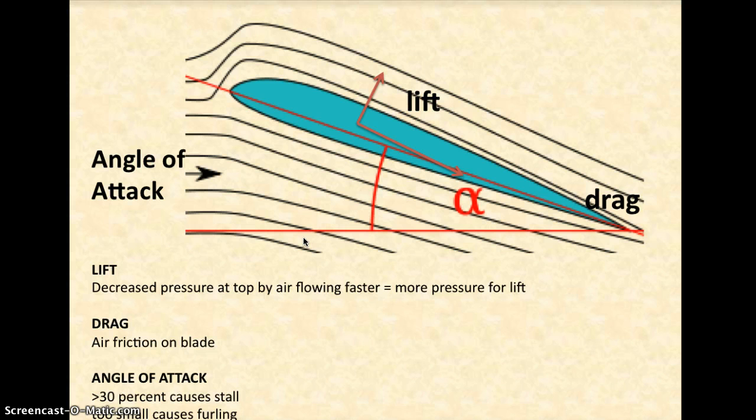The angle of attack is created by the direction of the wind and the tilt or pitch of the blade. If the angle is too great, it will cause the blades to stall. Also, if the angle of attack is too small, it will slow and cease the turning of the windmill, also known as furling.